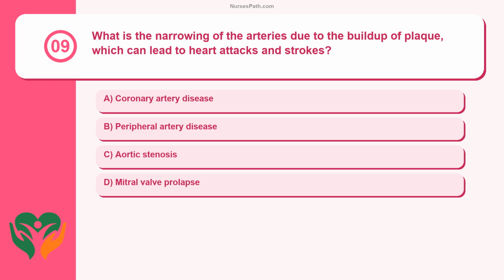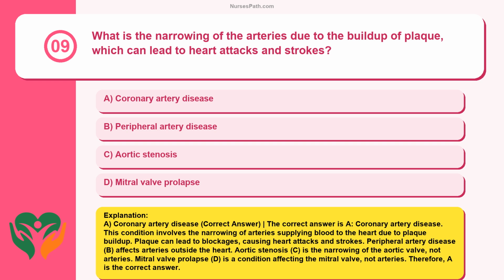Question 9. What is the narrowing of the arteries due to the buildup of plaque, which can lead to heart attacks and strokes? Coronary artery disease, peripheral artery disease, aortic stenosis, mitral valve prolapse. A. Coronary artery disease, correct answer. The correct answer is A. Coronary artery disease. This condition involves the narrowing of arteries supplying blood to the heart due to plaque buildup. Plaque can lead to blockages, causing heart attacks and strokes.